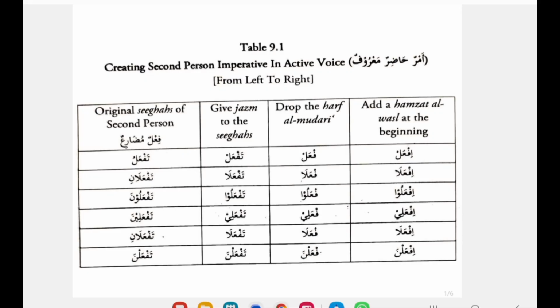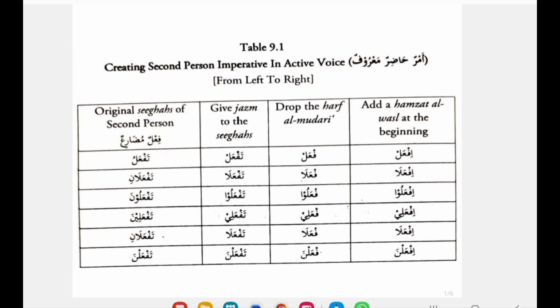Here we have the table of converting a fi'l al-mudari' to amr. As you can see all the way to the left, you see the fi'l al-mudari': taf'alu, taf'alani, taf'aluna, taf'alina, taf'alani, taf'alna. All of these are hadir, they're all second person. When you make an amr, you always make it from the second person of al-fi'l al-mudari'.